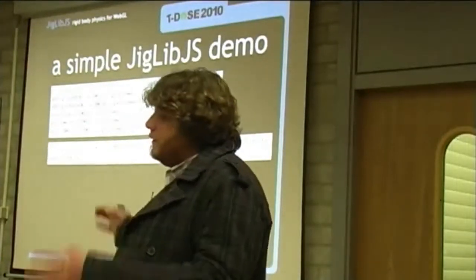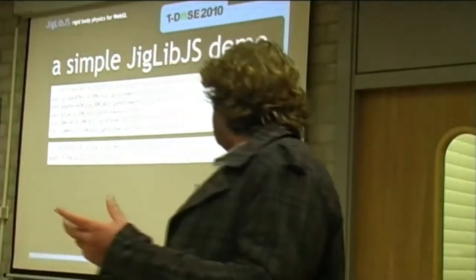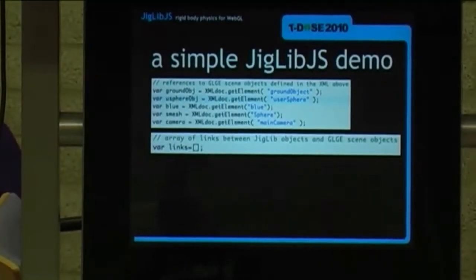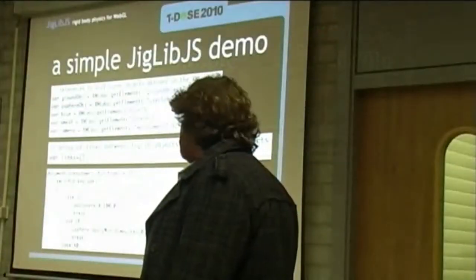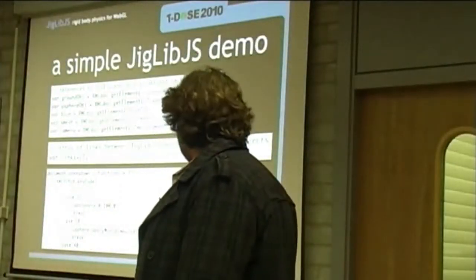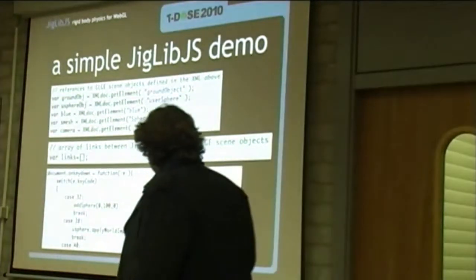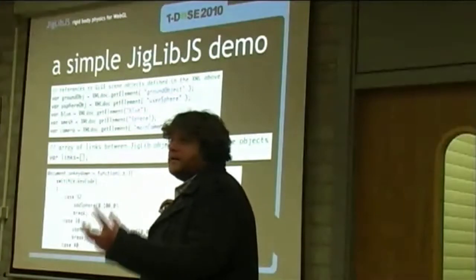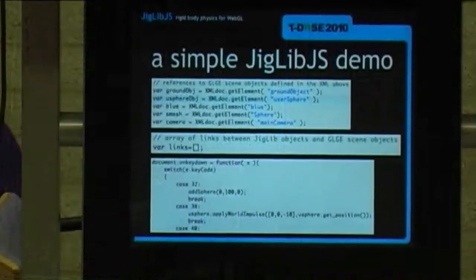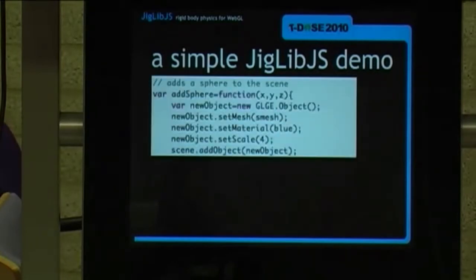And then one of the important steps here is you need to define links between the JigLib physics bodies and the physical mesh objects, which are defined in GLGE. So we just set up a simple array here to maintain those relationships. And I've put in a simple on-key-down handler so that you can physically control the object within the scene. And I'm referencing here a uSphere object which we haven't defined yet. That's going to be the JigLib object, which matches the single user sphere that we put in the XML. And then, just calling an addSphere reference there as well.